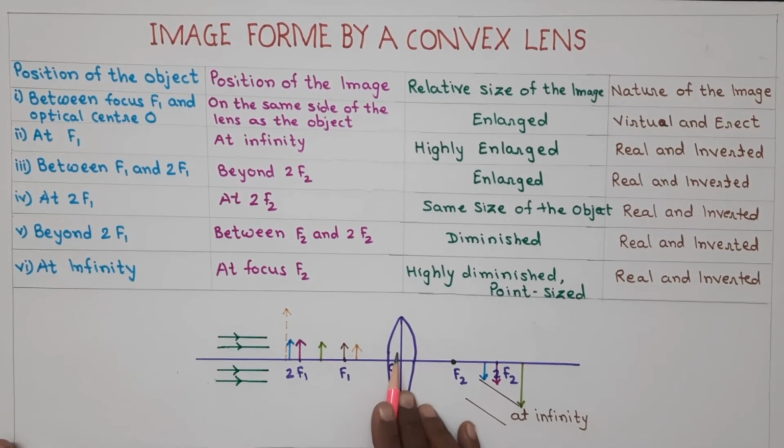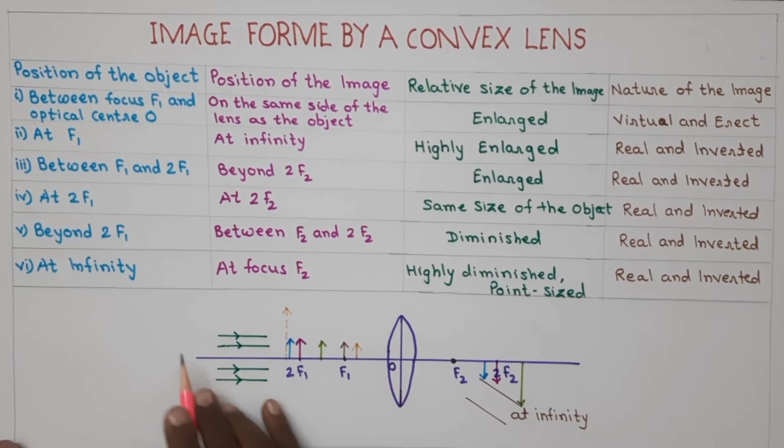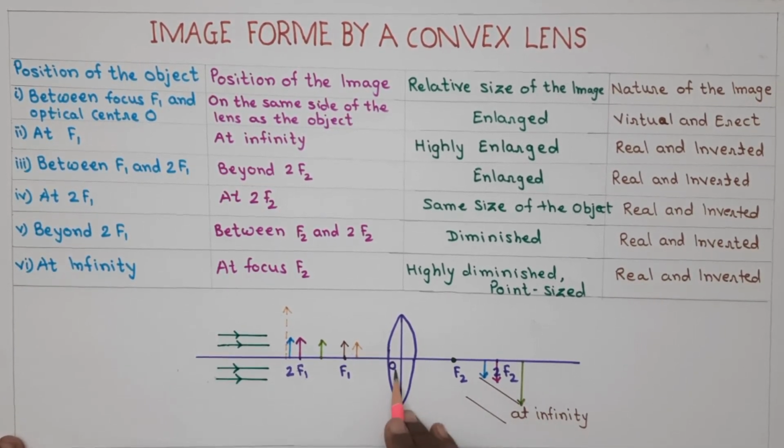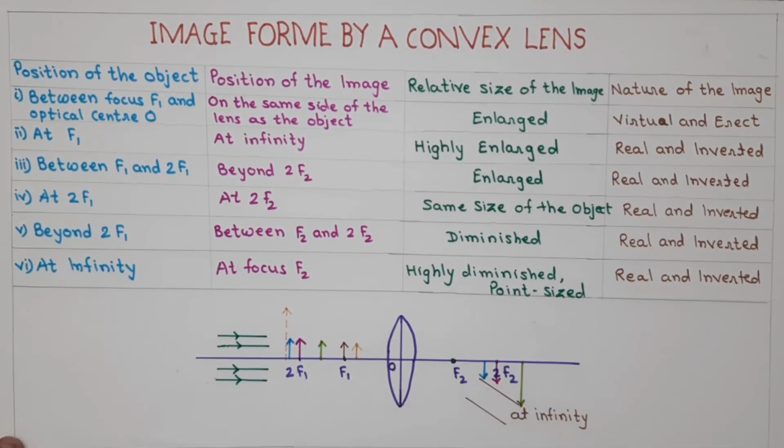This is how you can remember. When we are moving away from the lens, the image is coming closer to the lens. As the object moves away from the lens, the image size is getting smaller and smaller. This is how you have to remember it.